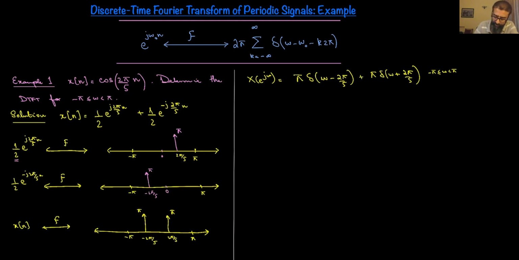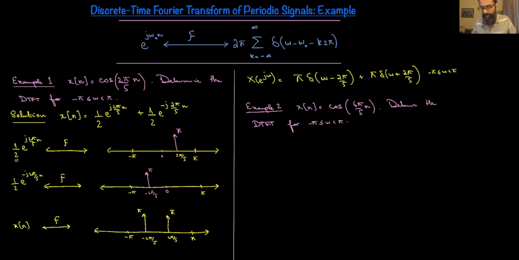Now, let me consider another example in which I just slightly change the frequency. I ask you to determine the same DTFT, but rather for a cosine which has a frequency of 6 pi by 5. And you're required to determine the DTFT once again for the same interval, minus pi less than omega less than pi. And this should be pretty straightforward as well.